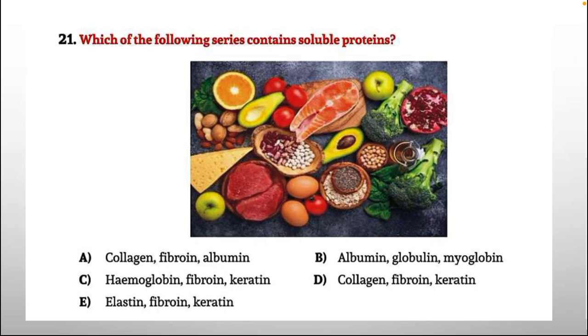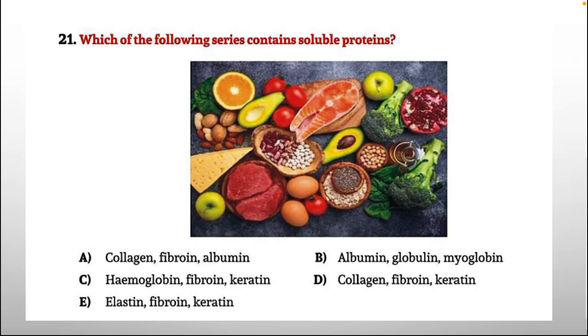Which of the following series contains soluble proteins? Options are available under the picture. A. Collagen, fibrin, albumin. B. Albumin, globin, myoglobin. C. Hemoglobin, fibrin, keratin. D. Collagen, fibrin, keratin. E. Elastin, fibrin, keratin.